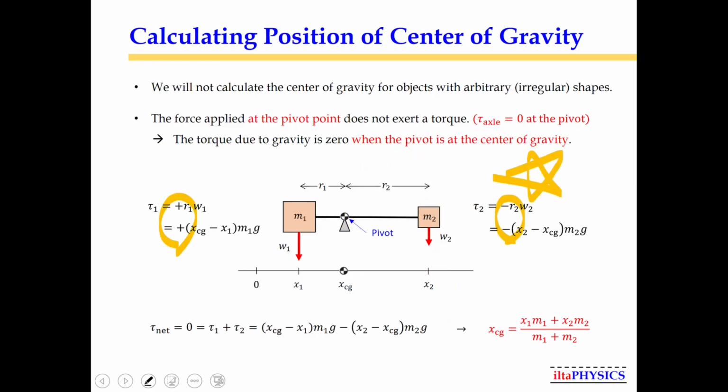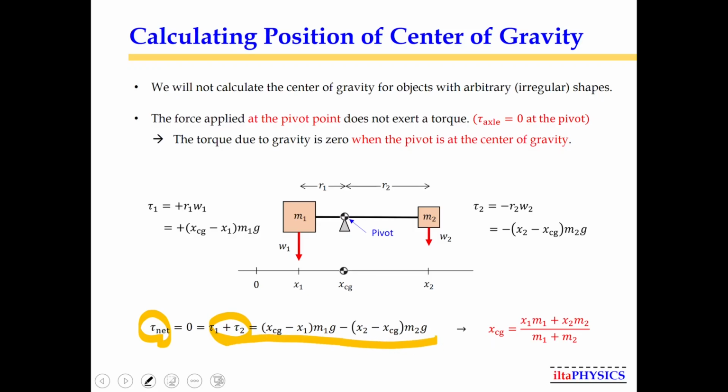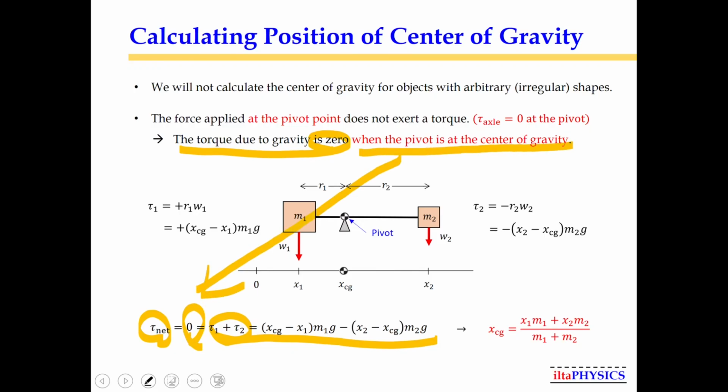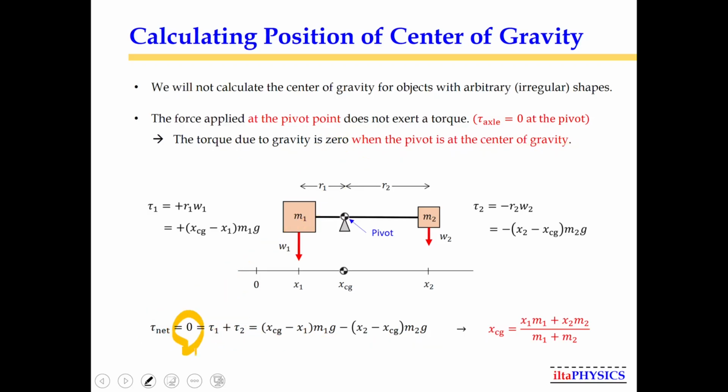Now, let's find the net torque acting on the entire dumbbell. The net torque is the vector sum of all torques. Remember, if the pivot is located at the object's center of gravity, the net torque will be 0. Here is how we express that in an equation. If we rearrange this equation for the center of gravity, we can calculate its coordinates like this. In the final formula, you can see that the numerator is the sum of the products of mass and position, and the denominator is the total mass.